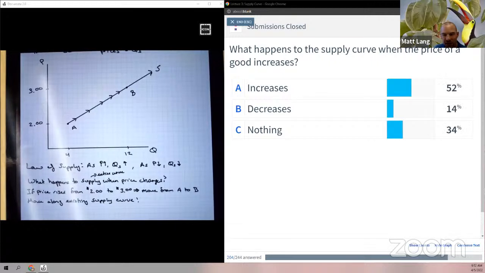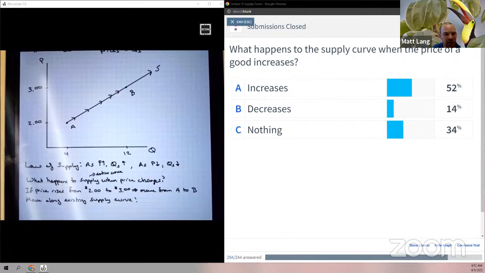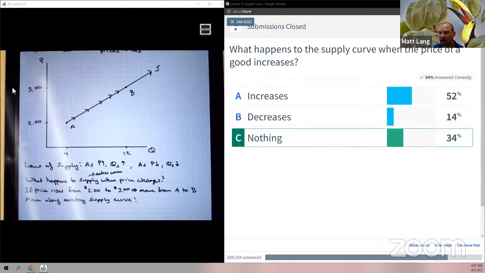So it turns out that we got a wide distribution of answers. But those of you who maybe remember from last week when we were talking about demand, when we change the price of these goods and services, we simply move along these curves.